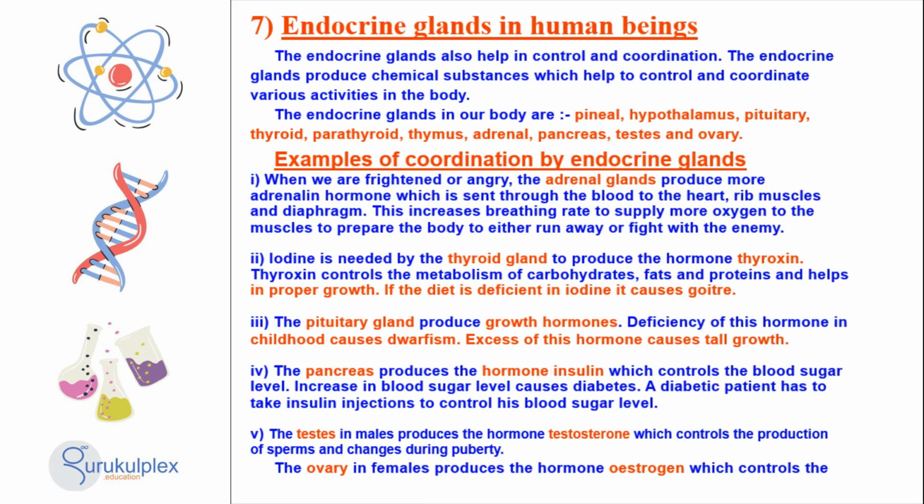The thyroid needs iodine to make the hormone thyroxine, which regulates metabolism and growth. The pituitary gland produces the growth hormone, and insufficient amounts in childhood result in dwarfism, while too much of it leads to taller body size. The pancreas produces insulin, which is responsible for controlling blood sugar level. High levels of insulin can cause diabetes. The male testes produce testosterone, responsible for sperm production and delivering changes in puberty. Finally, the female ovary produces estrogen, which controls the reproductive system.